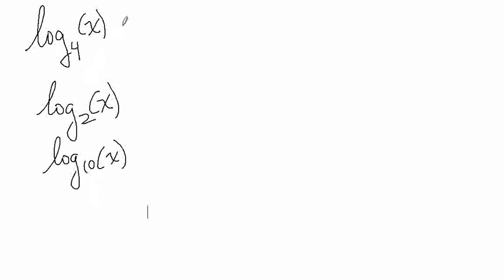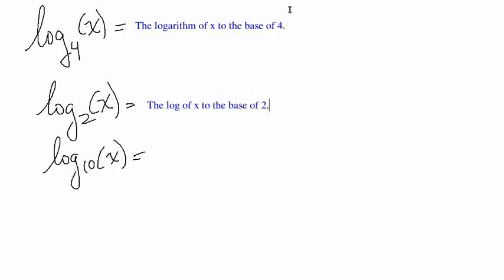The way that we refer to these logarithm functions is the following. The first one, to use the jargon, is the logarithm of x to the base of 4. The second one is the log of x to the base of 2, and then people can really shorten it. The last one, you can say the log of x base 10. All of those are ways people refer to various logarithms.